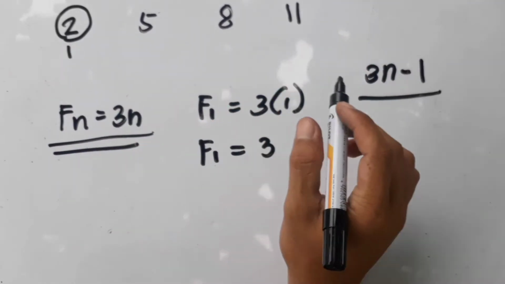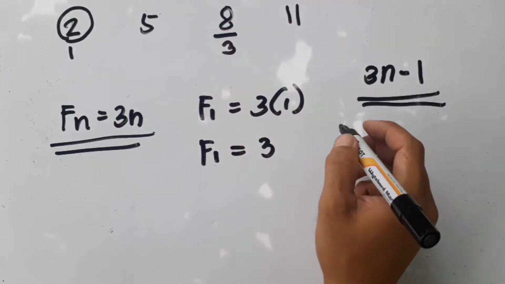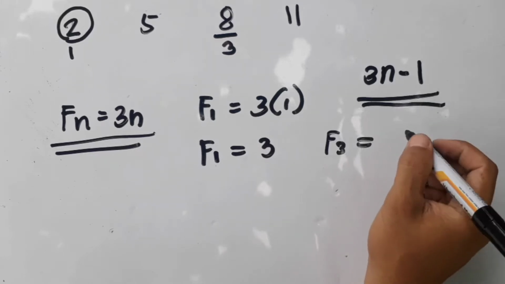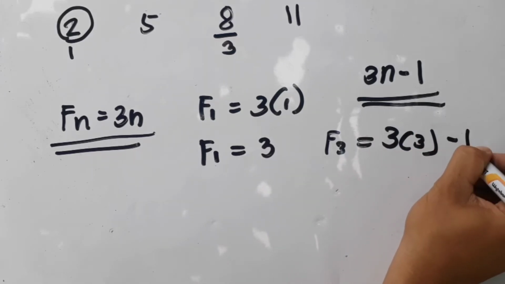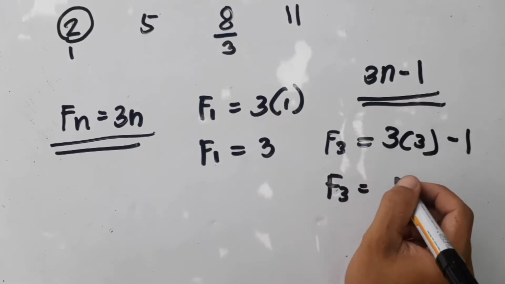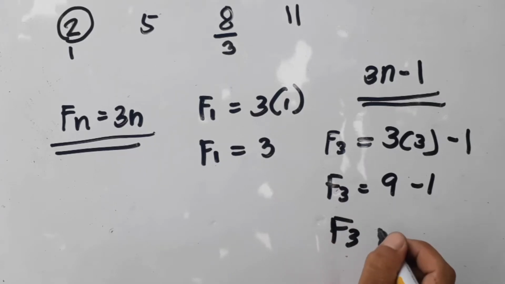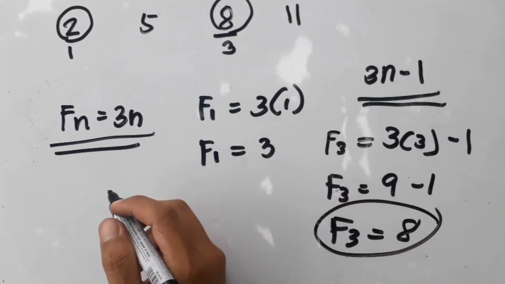Now let us try using this rule. We will try for the third term. So we have f sub 3 equals 3 times 3 minus 1. So we have 3 times 3 equals 9, minus 1. So we have f sub 3 is equal to 8. So it is now correct.